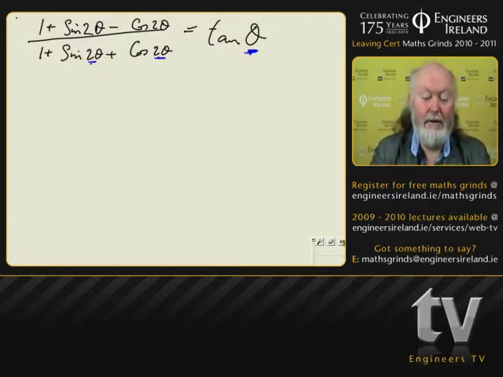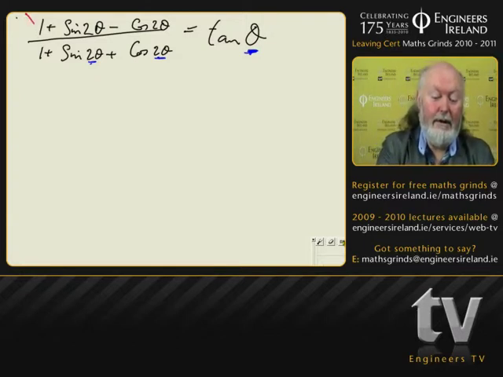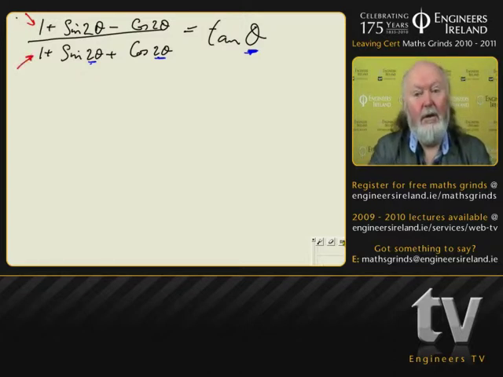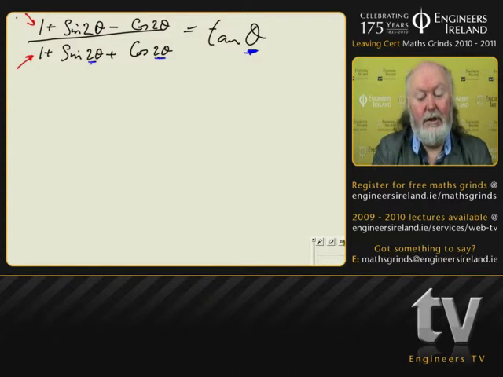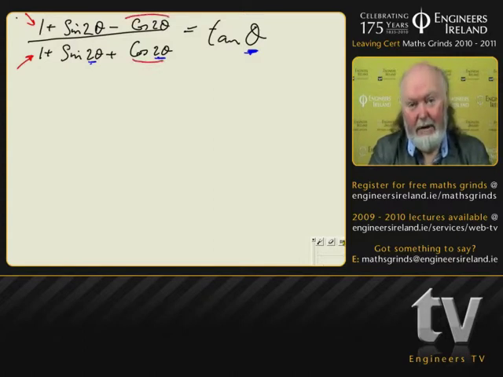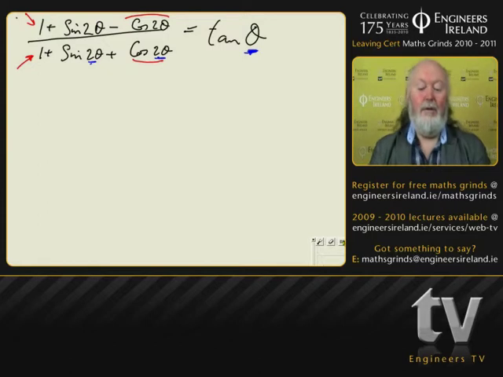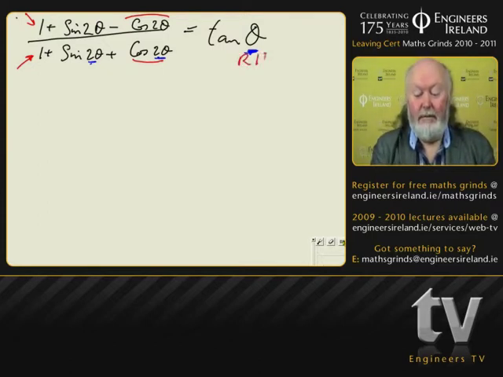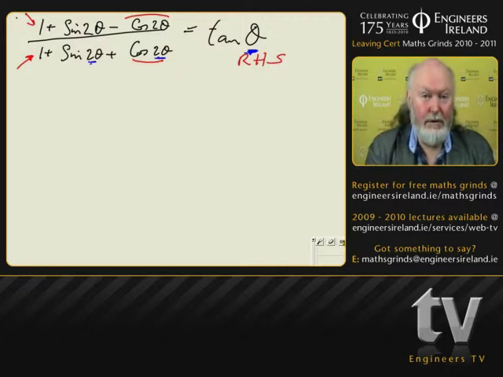The second thing is this guy. When you've got a 1, and we have another 1 down here, particularly along with a cos of 2 theta, we immediately should think of the double angle formula, not the half angle formula. Because what we want to try and do to arrive at the right hand side is remove the 1's.